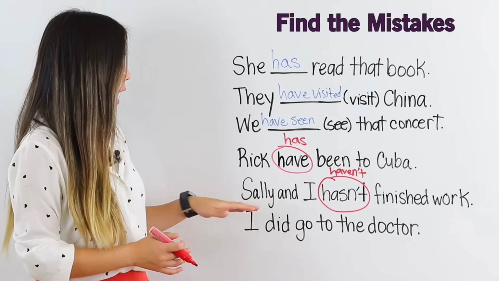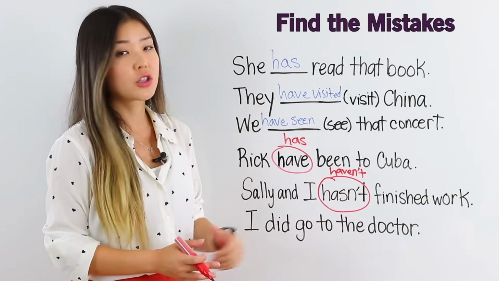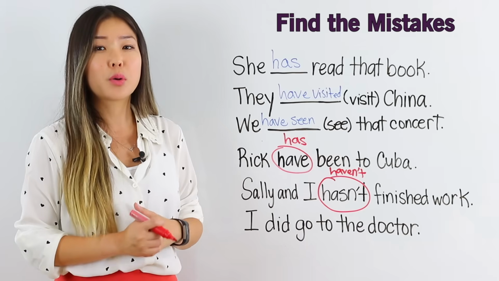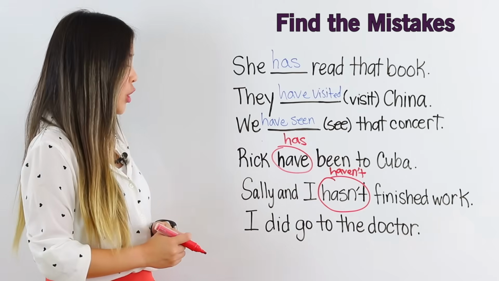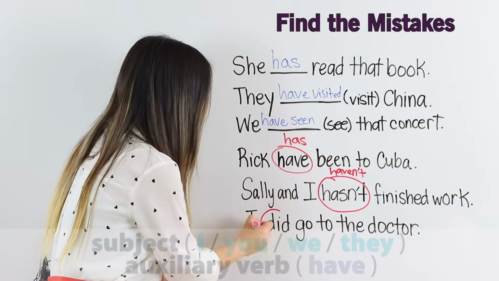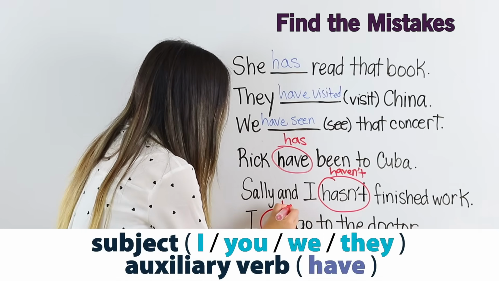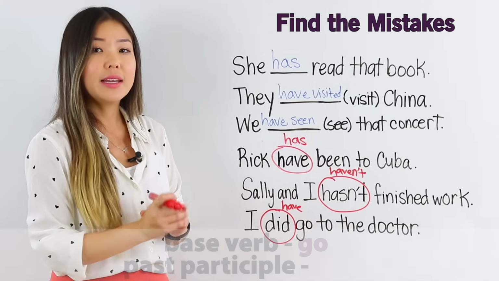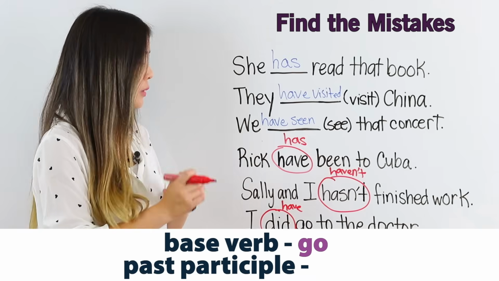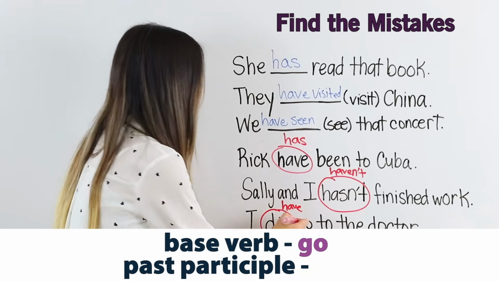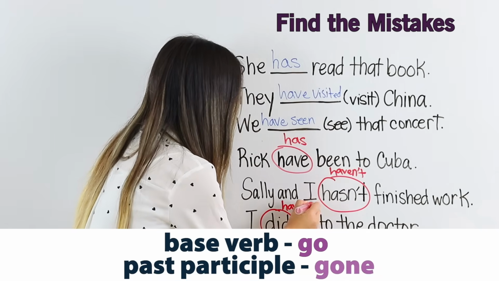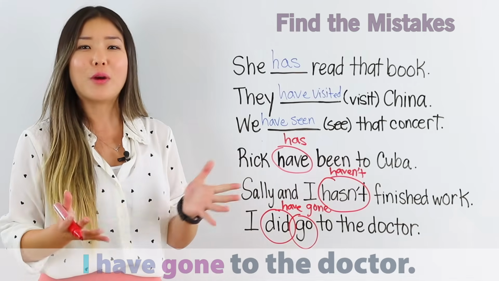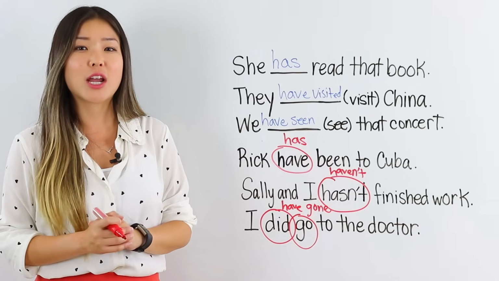And finally, I did go to the doctor. Now this sentence makes sense, but it's not the present perfect tense. We have to change it. Remember, we use have for the subject I. But we're not done. What is the past participle of go? It is gone. I have gone to the doctor. Great job. Let's move on to the next checkup.